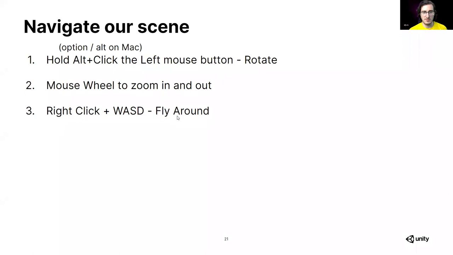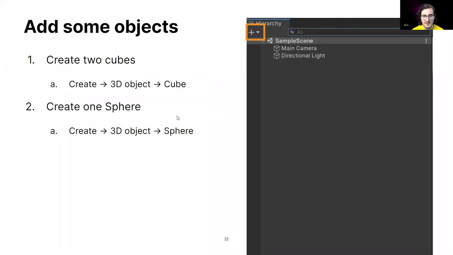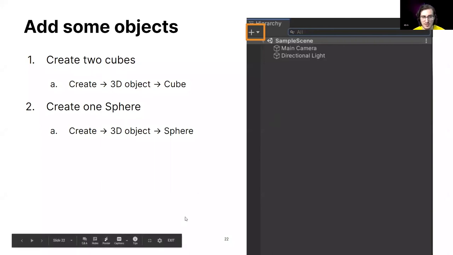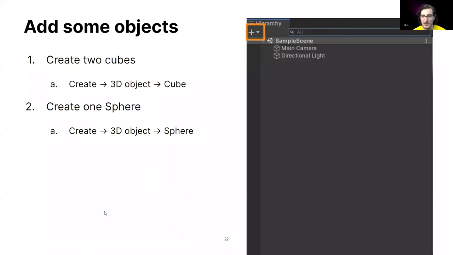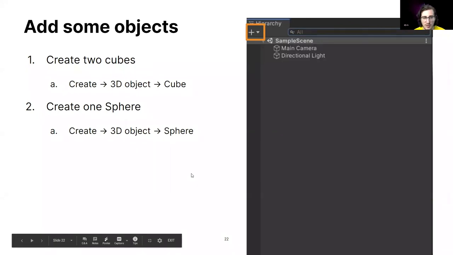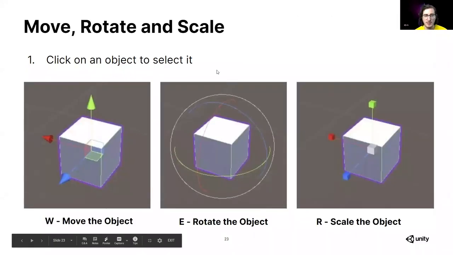So the second thing we did here was add some objects. In our scene hierarchy, we have the ability to create objects. So we hit create, and then I've created two cubes here. First you go create 3D object, cube, and then I've also created one sphere. That allows us to have what we call 3D primitives. These are 3D objects that we can start laying out that represent a lot of these different shapes.